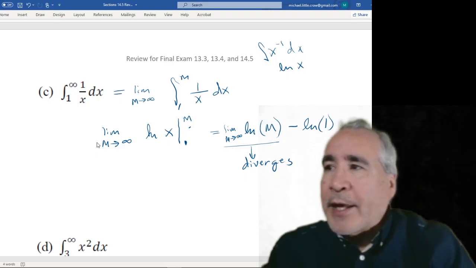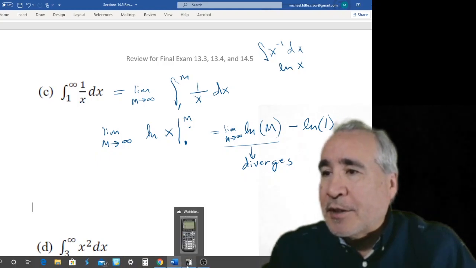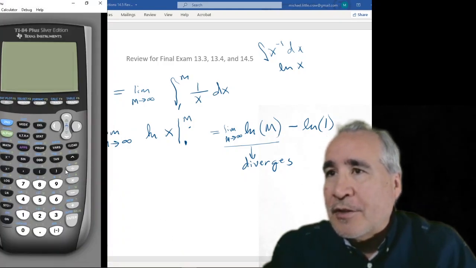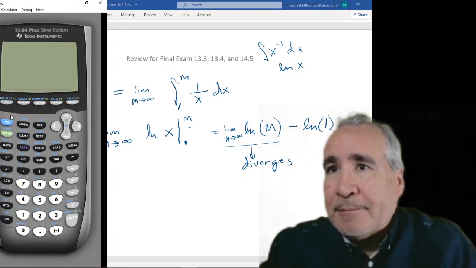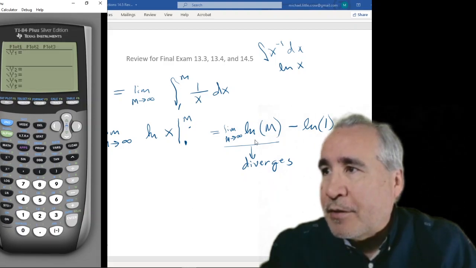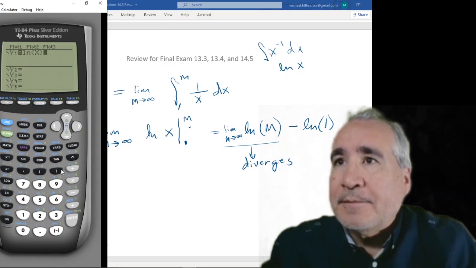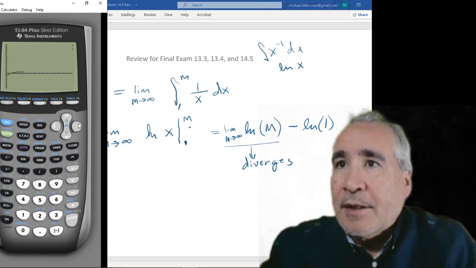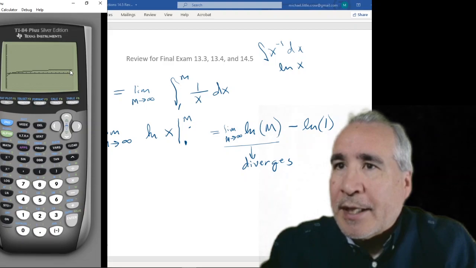Now, how do I know that? Well, you have to look at those rules we looked up and remember what converges and diverges. So this goes back to chapter 1. But another way you could do that is we can take a look at what happens to the natural log of x. Natural log of x as we graph it. So we see it going up, and so this is our limit. As our limit goes up, this is going up.